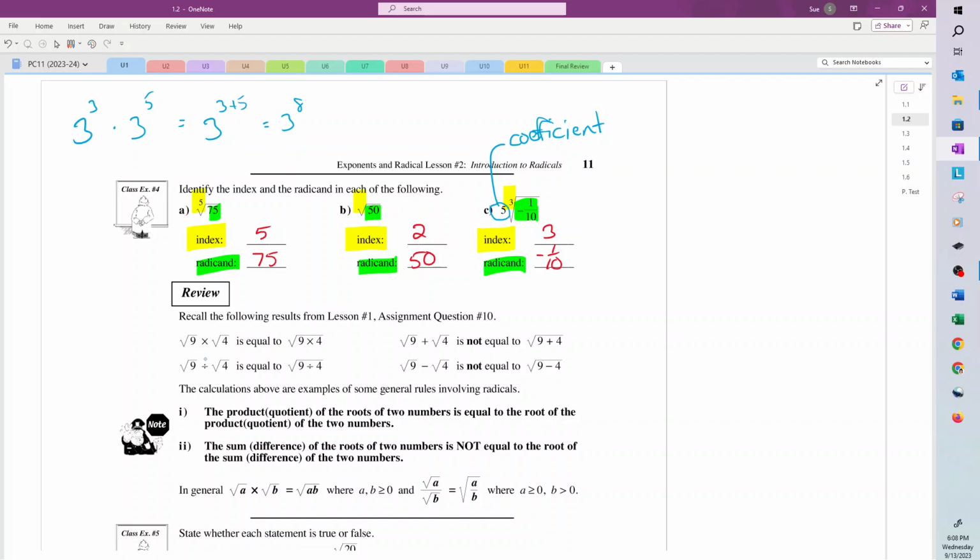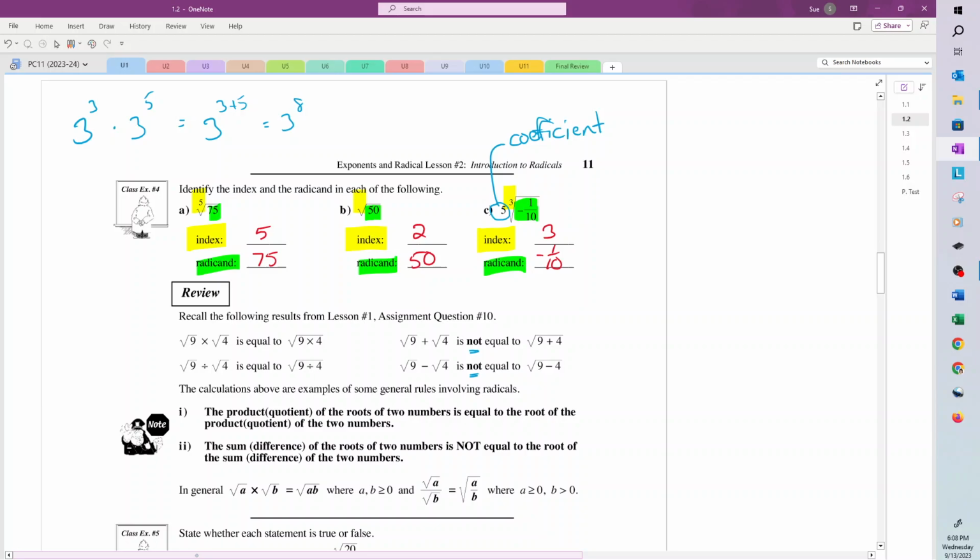So this is a similar rule that you can take the square root of 9 times the square root of 4, and that equals the square root of 9 times 4. Division, same thing, square root of 9 divided by square root of 4 equals the square root of 9 divided by 4, but it does not work with adding and subtracting, only multiplying and dividing, all right?